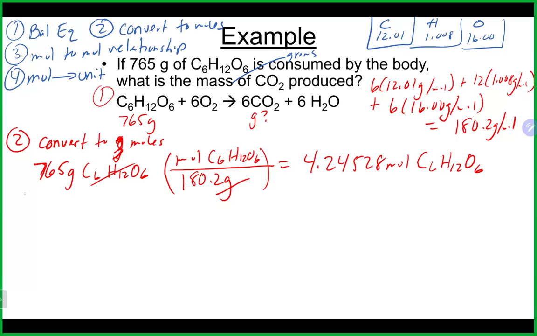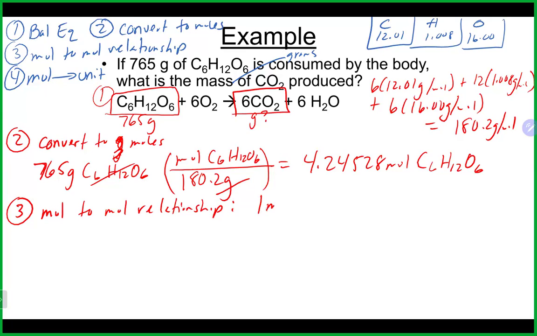And we did that so we could do step number 3, which is our mole to mole relationship. That means we're going to go to the equation and find the 2 things we're interested in. One thing is what they gave us. The other thing is what we're trying to find. We can see from the coefficients that for every 1 mole of our glucose that we throw in, we will get 6 moles of our CO2. That, again, is the stoichiometry part. That's what's going to allow us to go from the C6H12O6 to the CO2. We're just going to use it as a conversion factor.